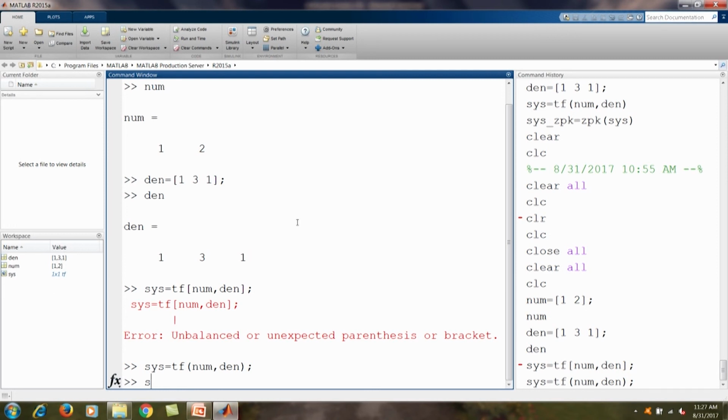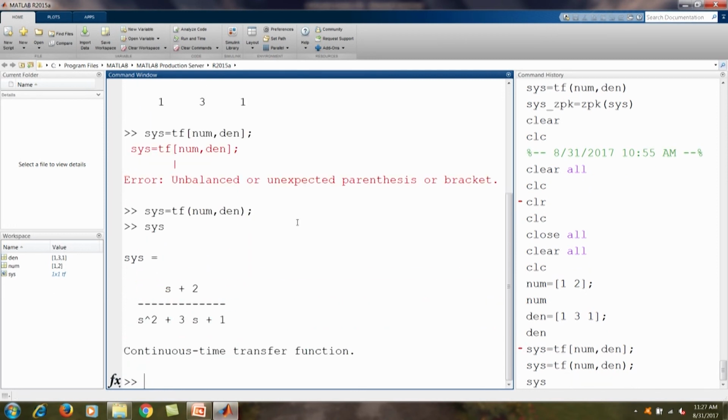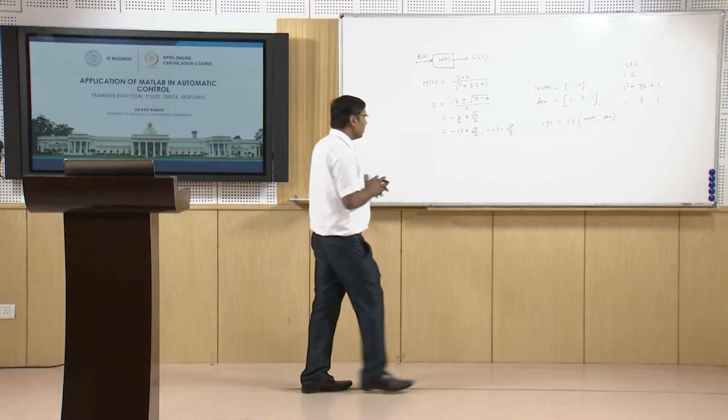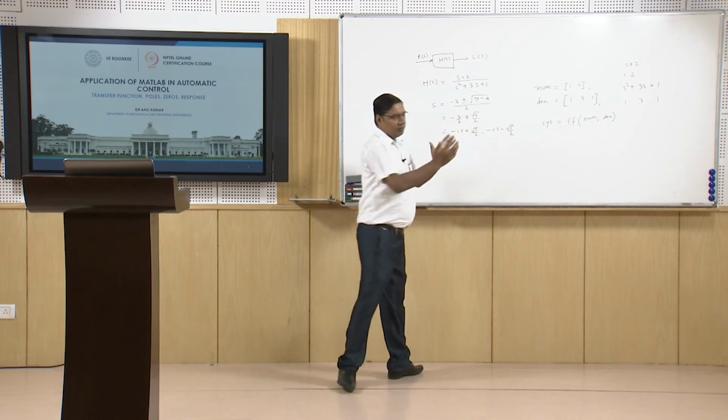Now if we want to know what is this sys, so we enter, and we can find this transfer function s plus 2 over s square plus 3s plus 1. So we have found a continuous time transfer function. So this is the continuous transfer function. Now we want to obtain the factored form, as I described.